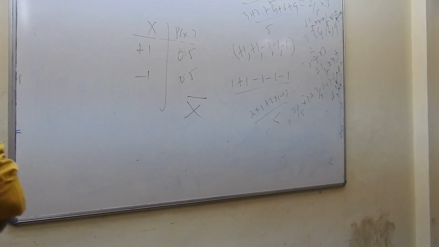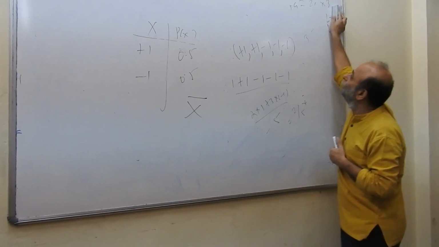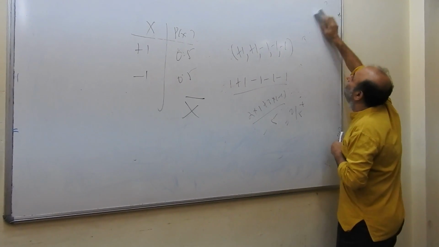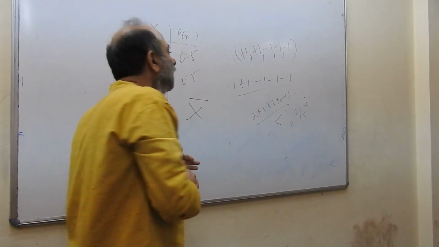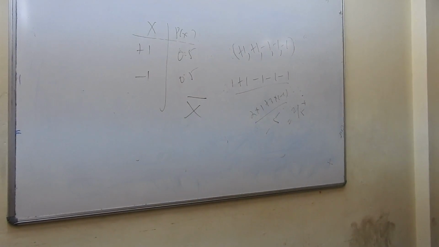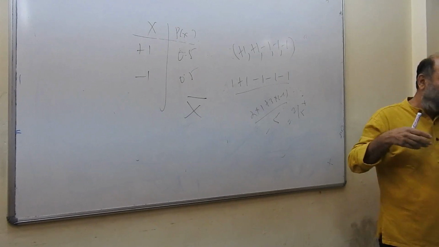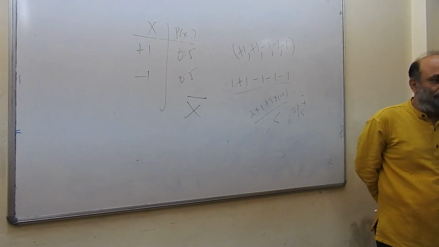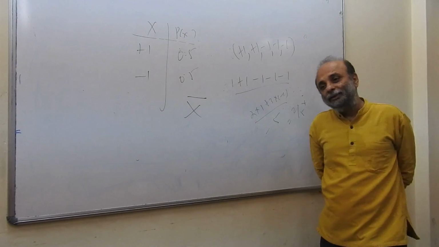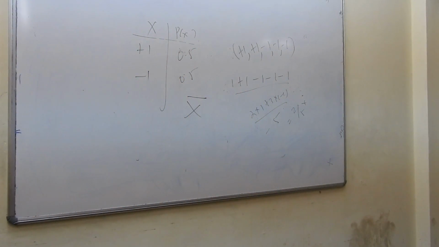Now think of a situation where you are playing this game not 5 times but say 5 million times. When you played this 5 times, what was the relative frequency of ones? 2 by 5. So about 40% of the times you got 1, and 60% of the times you got minus 1. But if you play this 5 million times, do you think the proportion will still remain the same?